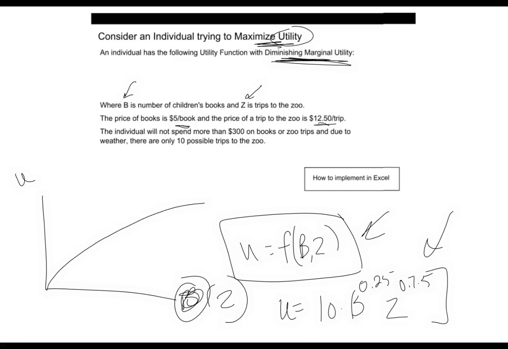So what's the right way to spend your money? And then again, let's assume that you've got $300 to spend on books or zoo trips, and then you've only got 10 possible trips that you can possibly take to the zoo.